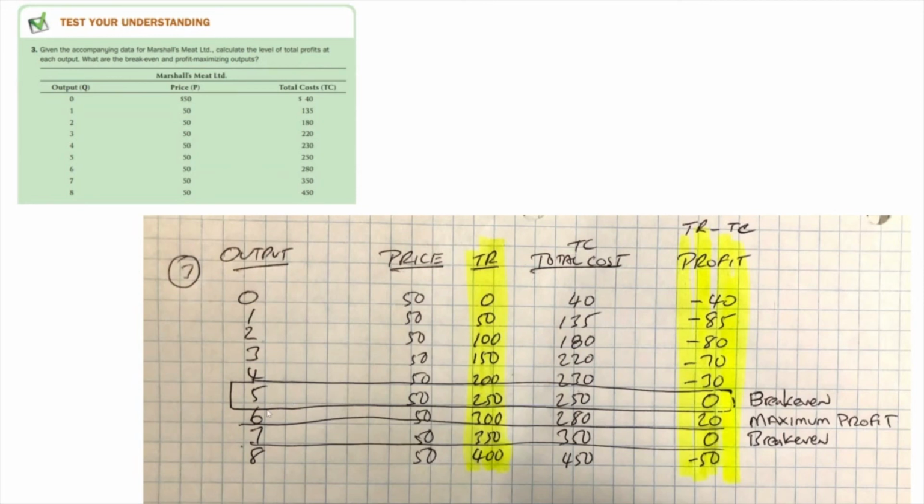The 6th unit of production, we have $300 coming in. Total cost is $280, and that gives us a 20. That's our maximum profit. Then we hit break even again at 7, and then we lose money. So if we looked at it from a profitability point of view, profit maximizing output, this yields 20. 6 is our highest level of profit.